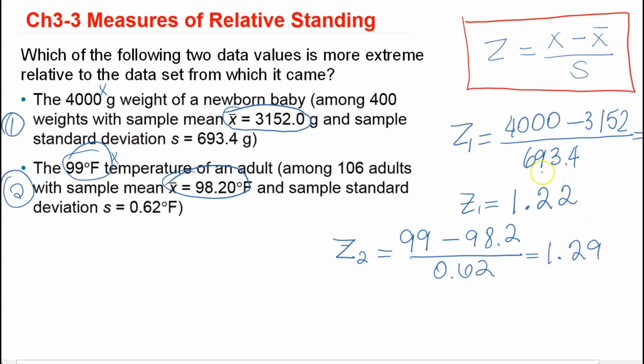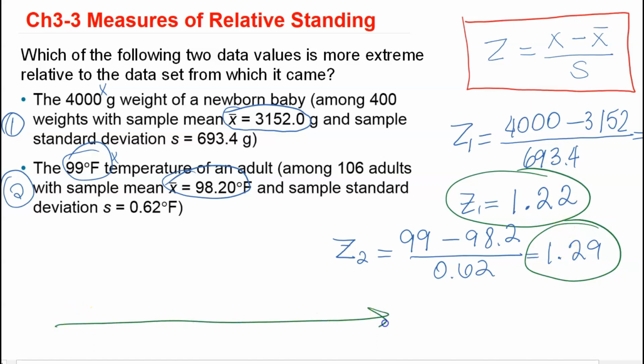Out of these 2 z-scores, the more extreme is the z-score that lies farther from the mean of that particular data set. 1.22 is closer to the mean than 1.29. Therefore, the data value with the z-score of 1.29 is a little bit more extreme than the data value with the z-score of 1.22.